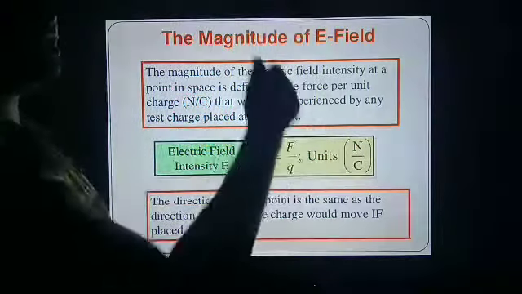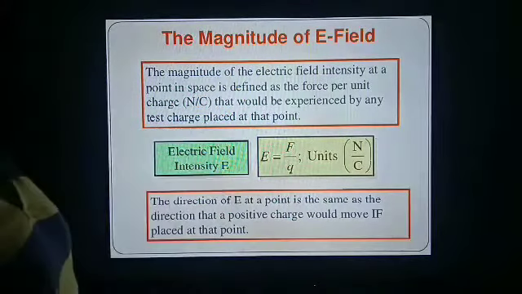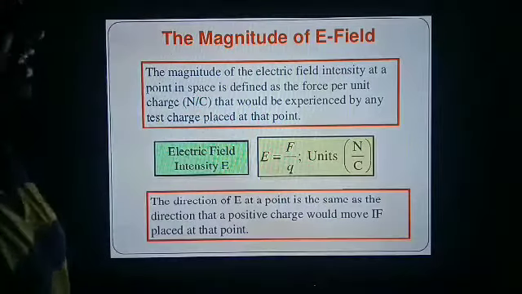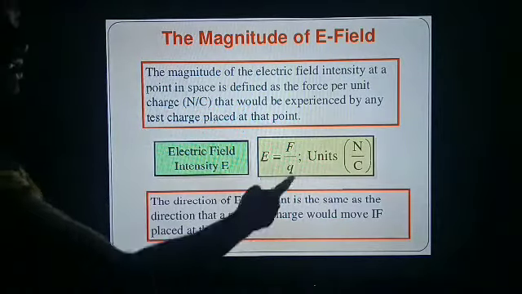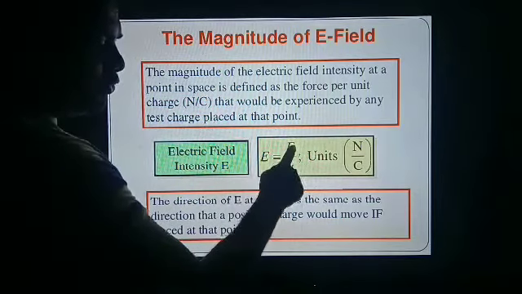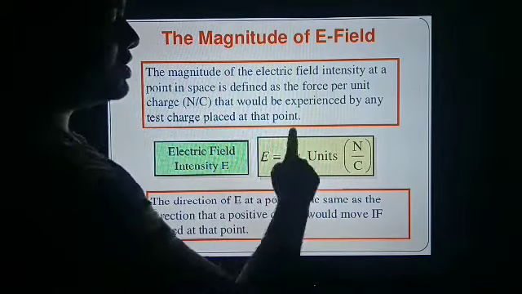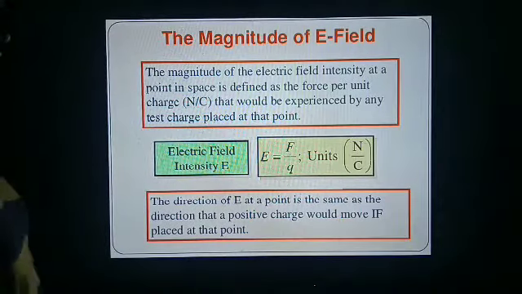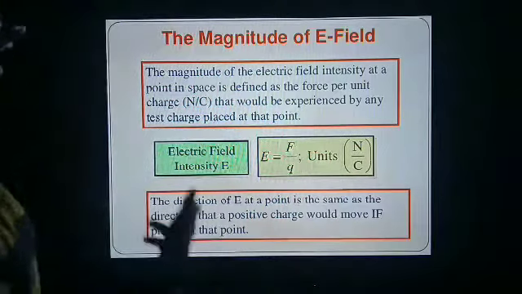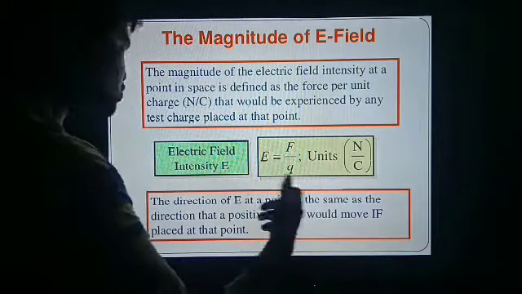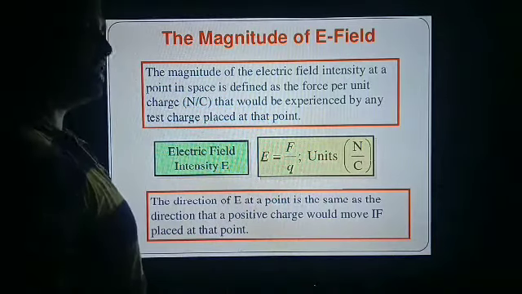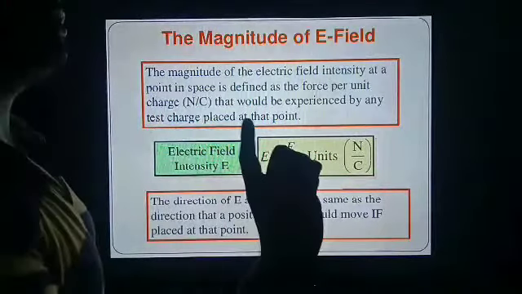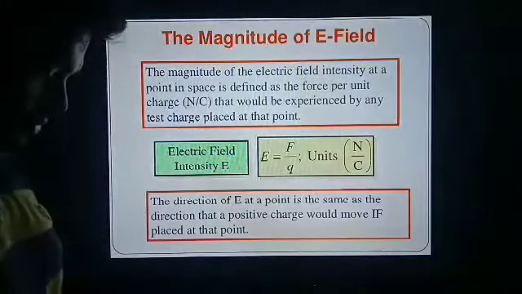Means, suppose that a point charge is there, due to another point charge, if the force acting is F, then F divided by the charge carried is equal to electric field. So this is the formula, learn this formula, E is equal to force upon charge. What is the unit of electric field? Newton per Coulomb. The direction of E at a point is the same as the direction that a positive charge would move if placed at that point. Means the direction of electric field will be considered the direction of the motion of the positive charge.